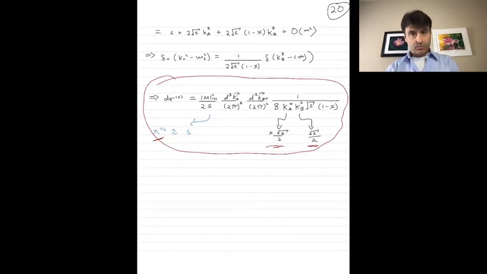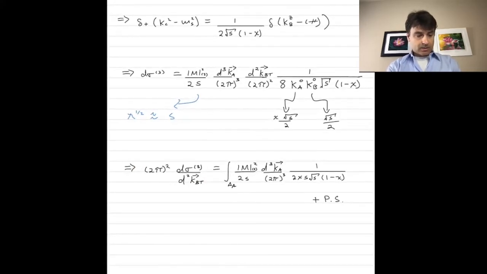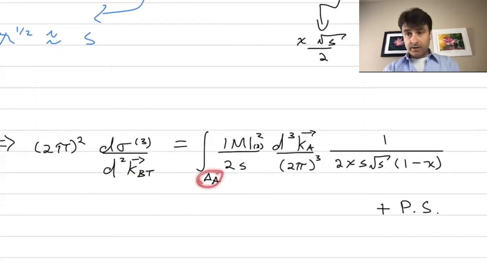Okay, let me just do one more thing. I'm just going to bring this over to the other side of the equation. So I have a cross-section differential in the two components of KBT, and then I have left over this integration, but I'm going to go ahead and integrate over it, specifying this phase space corresponding to the jet range that I talked about before.